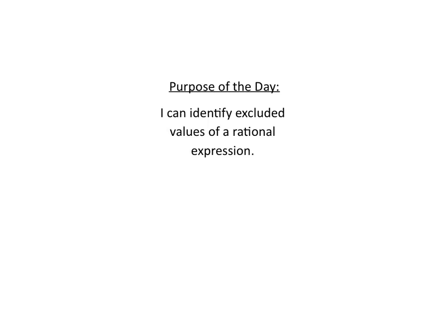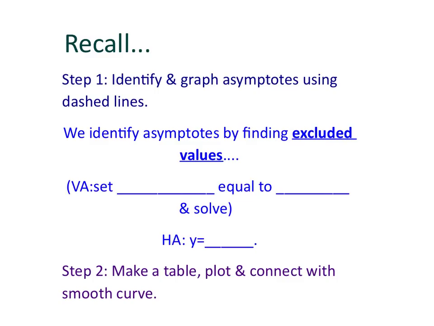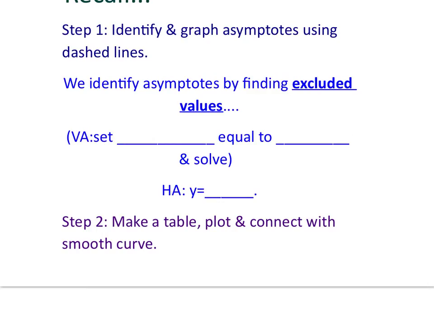Hello, and today's purpose of the day is I can identify excluded values of a rational expression. Let's recall some facts. Step 1 of rational functions is to identify and graph asymptotes using dashed lines. We identify asymptotes by finding their excluded values.